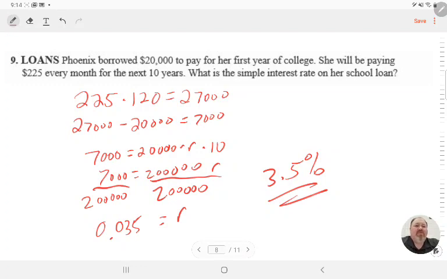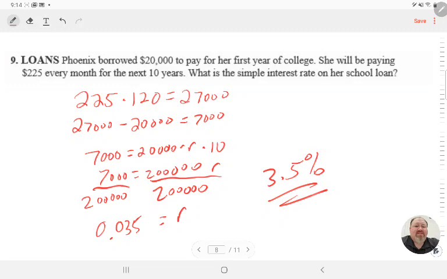So first thing we wanted to find out is how much we paid altogether. That's $225 every month for 10 years. There's 12 months in a year, so that's 120 months. So it'd be 225 times 120 is 27,000. Subtract my initial amount of 20,000 from that. I'm going to pay $7,000 in interest.